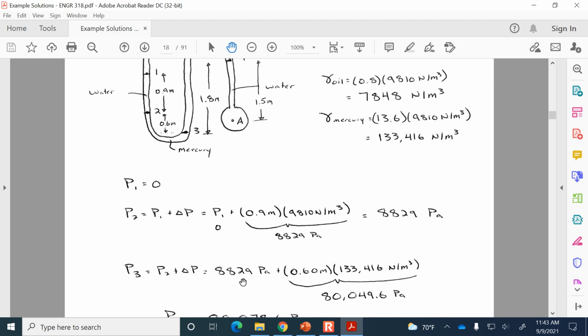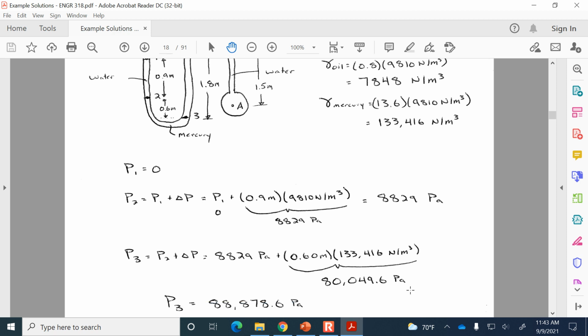So it's the starting pressure at location 2 plus the change. And you can see what I've done. So I've got this bracket here just to kind of visualize what's the magnitude of the product of the elevation and the unit weight. And that way, when I double check my calculations later on, I can just see the pieces as they fit together. So the pressure at 3 is 88,878.